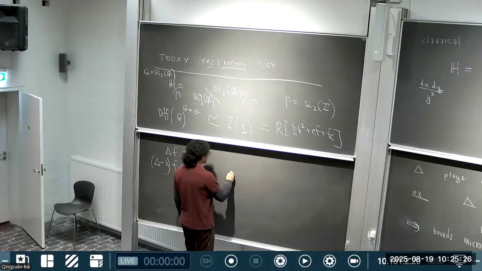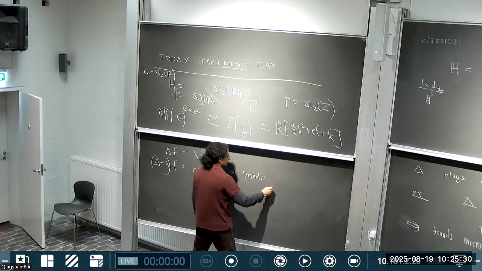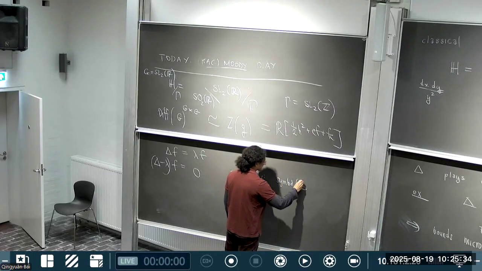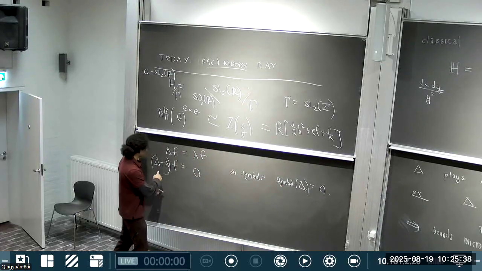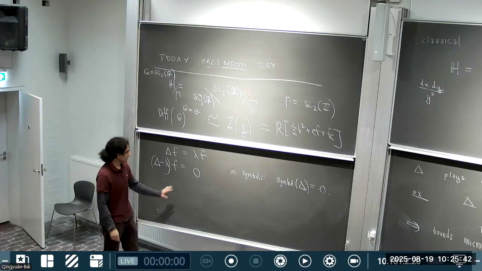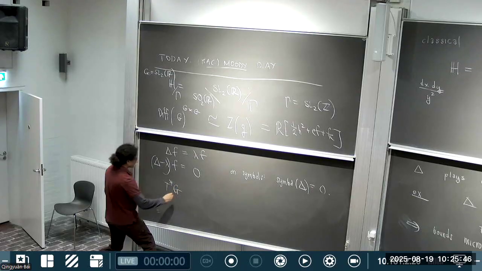So the point is that on symbols, all you see is just that the symbol is the one. This is order 2, this is order 0. And then just the geometry here is that you take the cotangent bundle to a group.